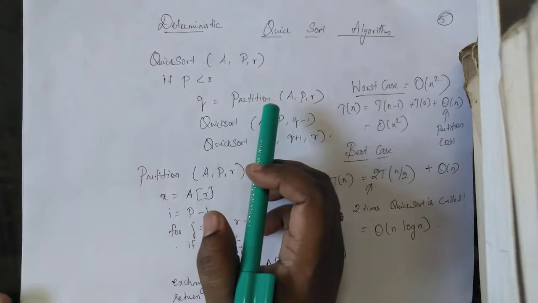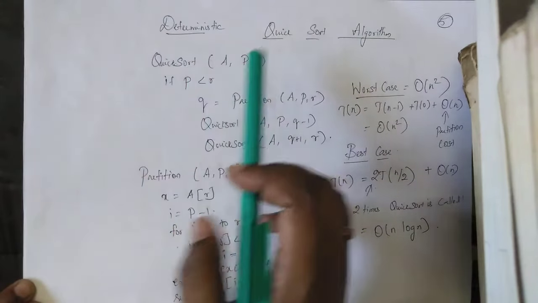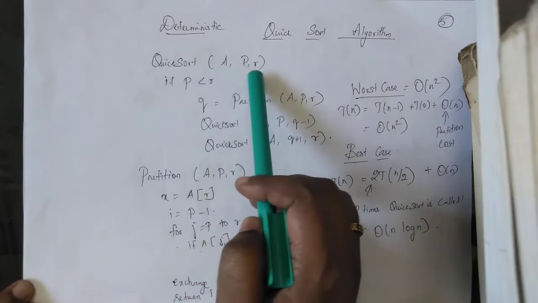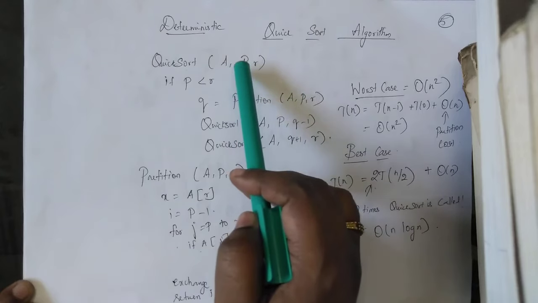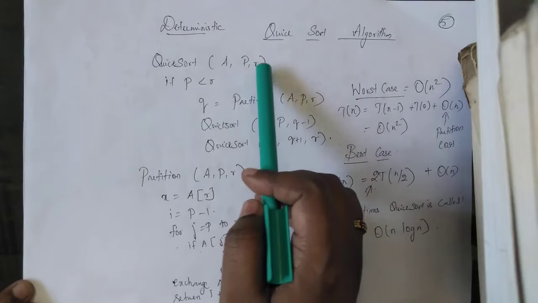This is the algorithm of deterministic quicksort. We all know this, but anyway, we will recall. This is the quicksort algorithm. A is the input array, P is the initial index, the starting index of the array, and R is the last index of the array.